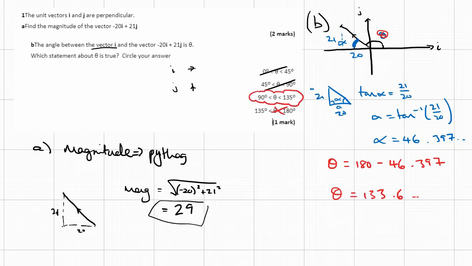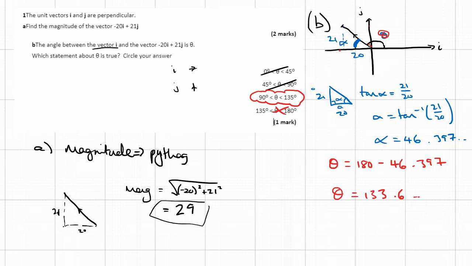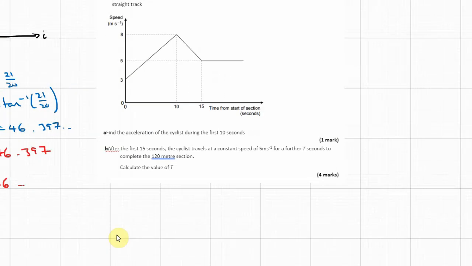Our answer is 90 to 135. They might have expected you to be able to see that off the bat. We know if it would have been 20, 20 or 21, 21, as in 21i, 21j, it would have been a 45-degree angle at this stage. With it being slightly higher than it was long, it would have been more towards the j-axis here than the i-axis down there. But there's nothing wrong with just doing the working out.